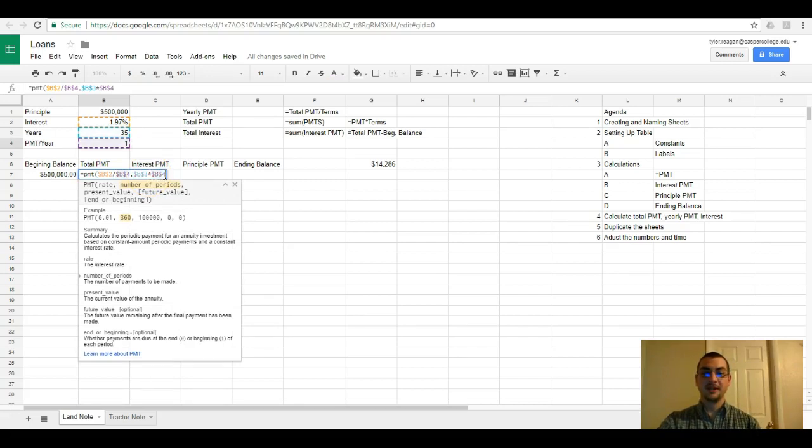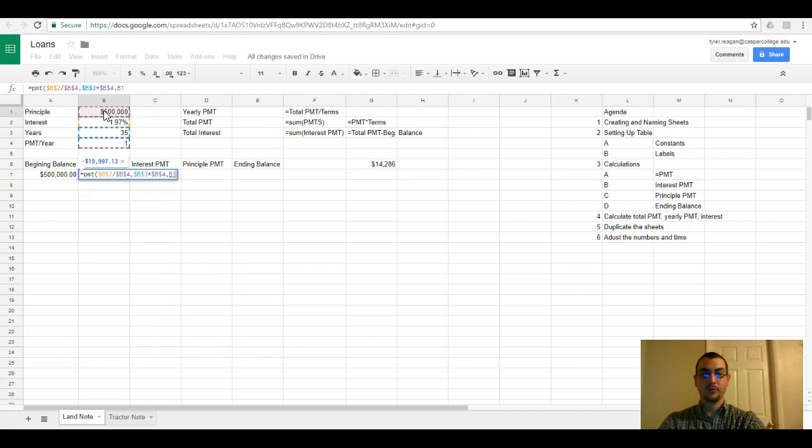Again, it's not that critical to multiply the years times the payments per year here, because we're only making one payment per year. But later on, whenever we start dealing with quarterly or monthly payments, you're definitely going to want to take the number of years times the payments per year. So then the next thing it's asking for is the present value. This present value is this principal value right here. I'm going to click on that principal, lock in that cell, and close parenthesis.